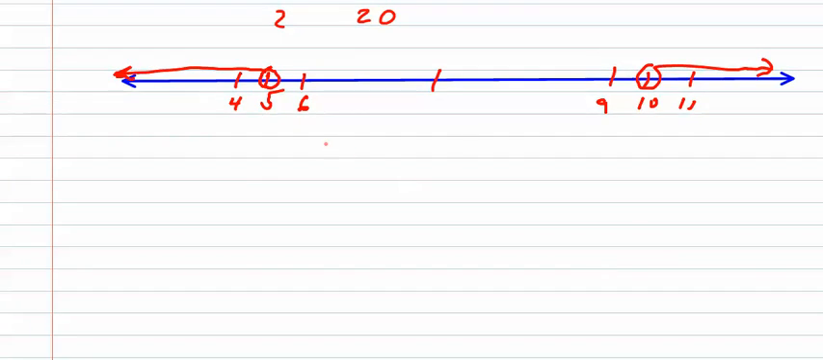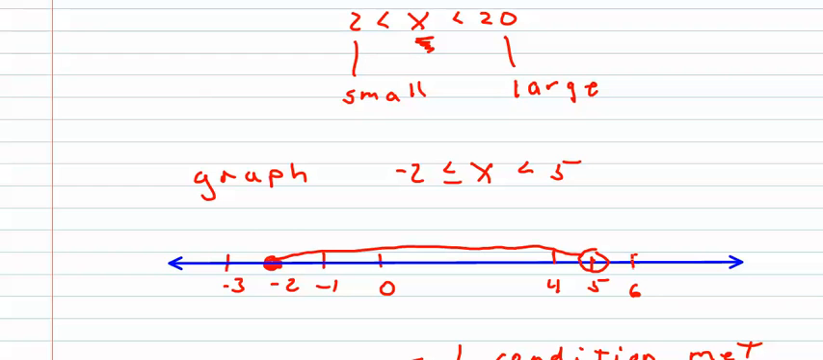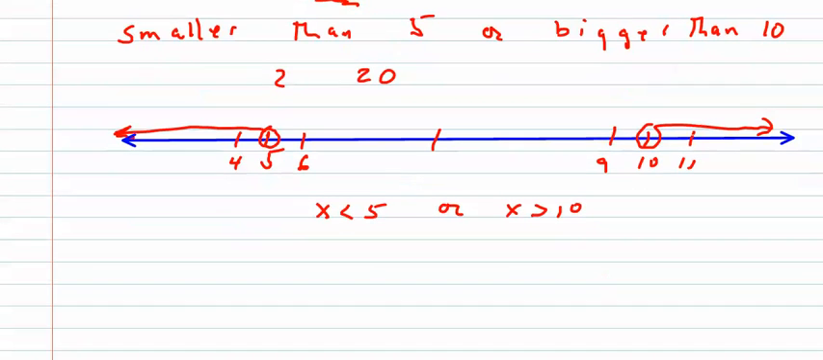And this can only be represented as x less than 5 or x is greater than 10. We cannot combine these like we did this. This means "and." It's only used for "and." We cannot combine them. There's no other way to represent this.